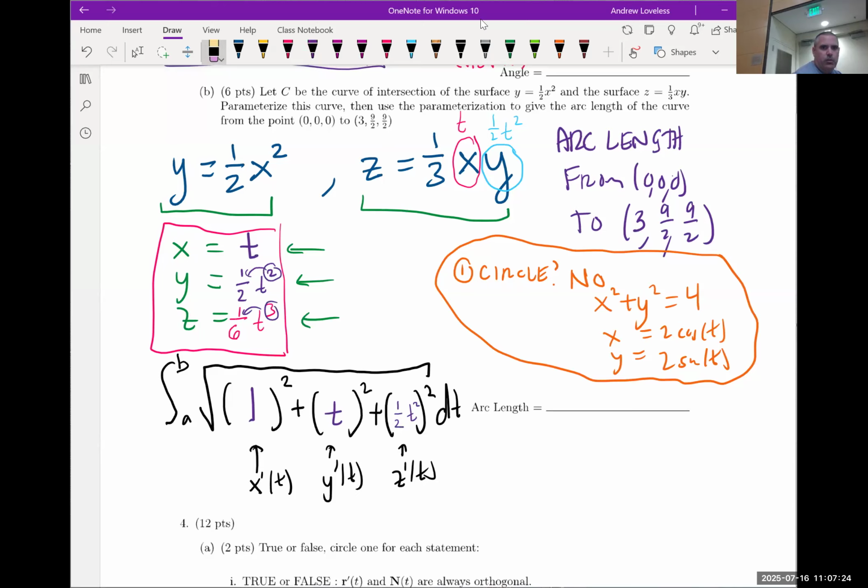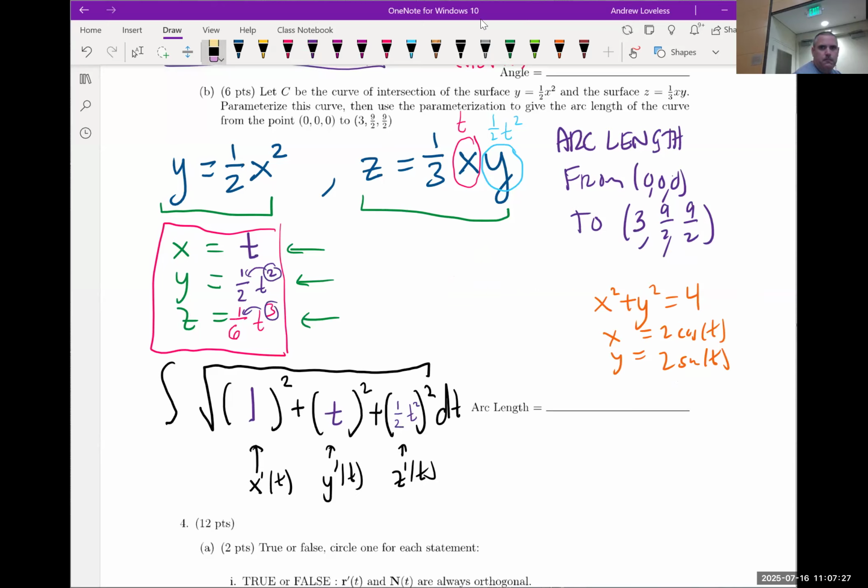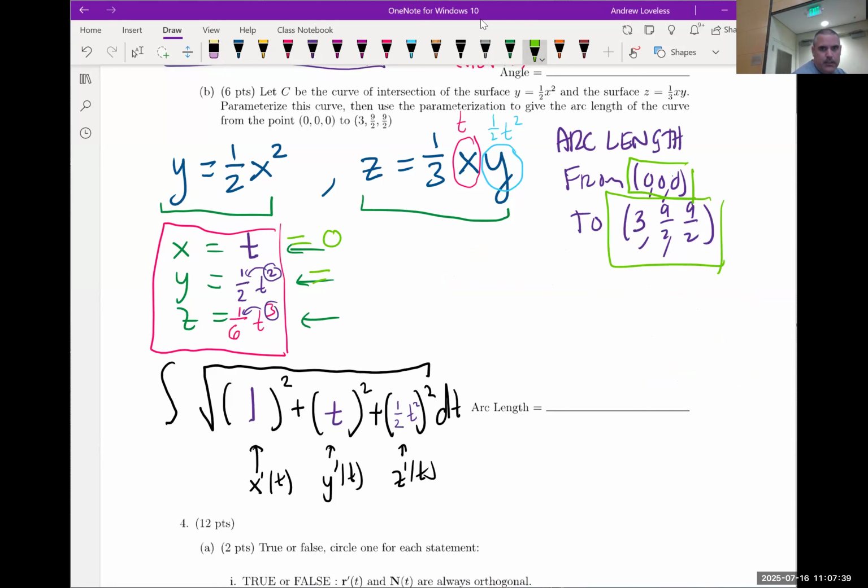Because one other thing is, what in the world are the bounds? It said to go from here to here, but how do I get the t? An important little skill note. If somebody tells me that this is 0, and this is 0, and this is 0, what's t? 0. So the starting time is 0. That always depends on the choices you made for your parameterization. But if somebody tells me this is 3, and this is 9/2, and this is 9/2, what's t? 3. That's it.